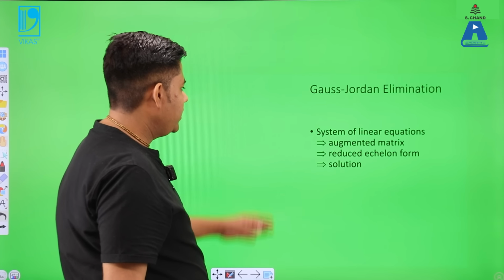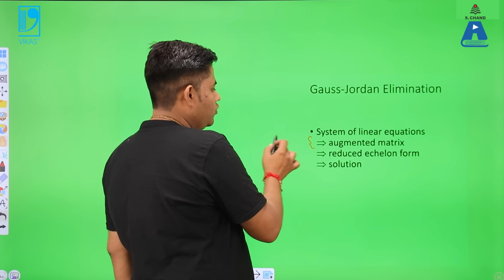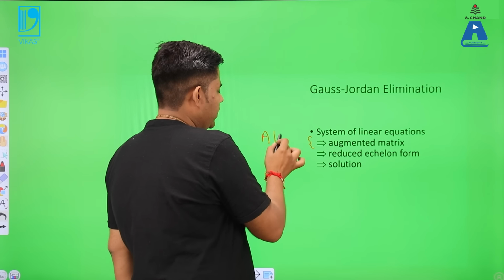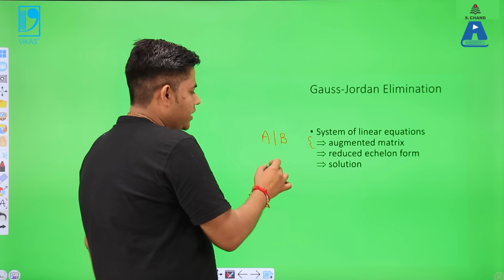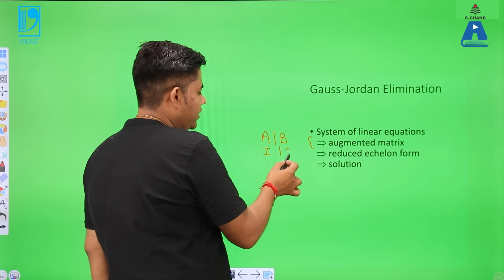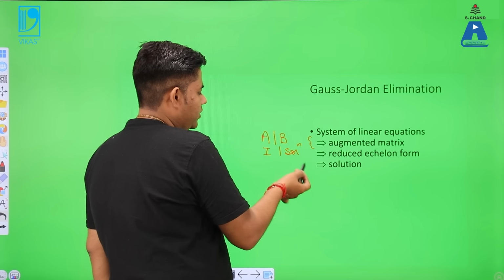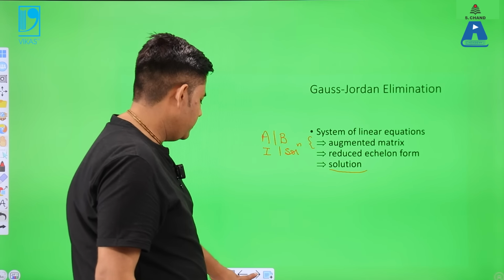So I have told you that in the Gauss-Jordan elimination, you have to augment the two matrices together, like A augmented with B, and we need to get a reduced echelon form. That means we try to make it an identity matrix, and here we will get the solution. So from this step, we will find the solution to the particular problem.